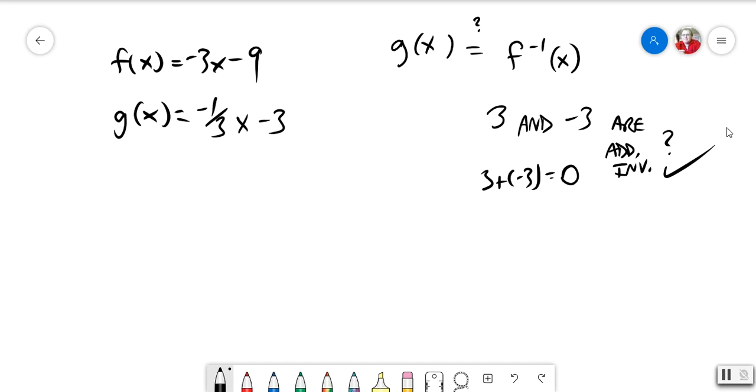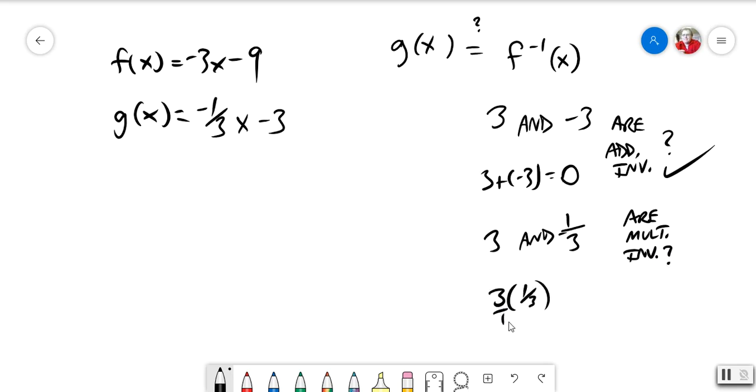And this is true for any kind of inverse you have. So if I said 3 and 1/3, are they multiplicative inverses? Well, I multiply them and see what happens. 3 over 1 times 1 over 3, everything cancels out. You get 1. Yes, they are inverses.